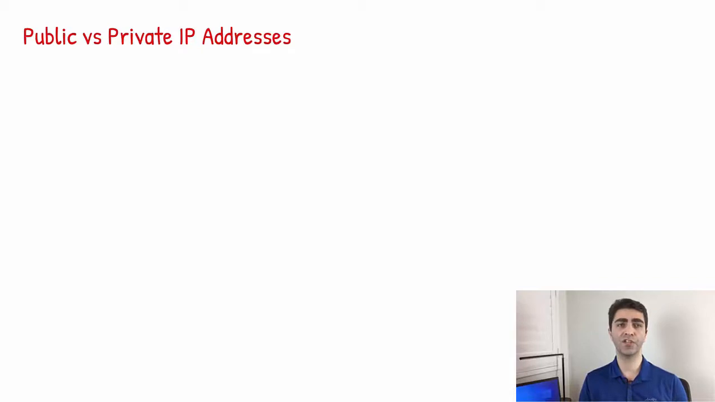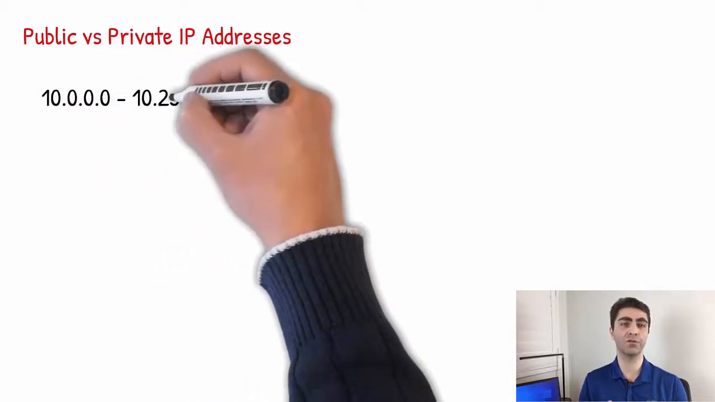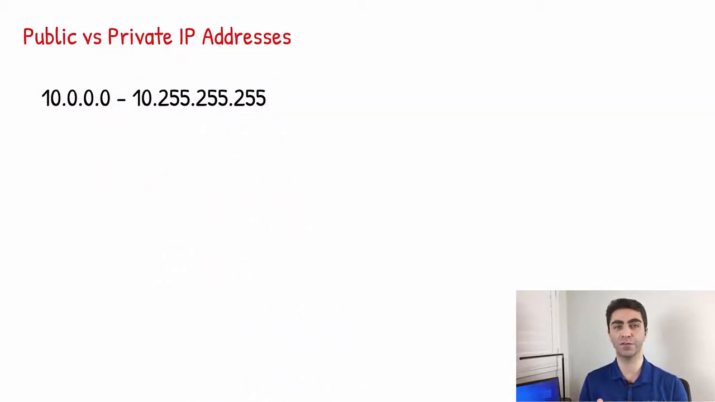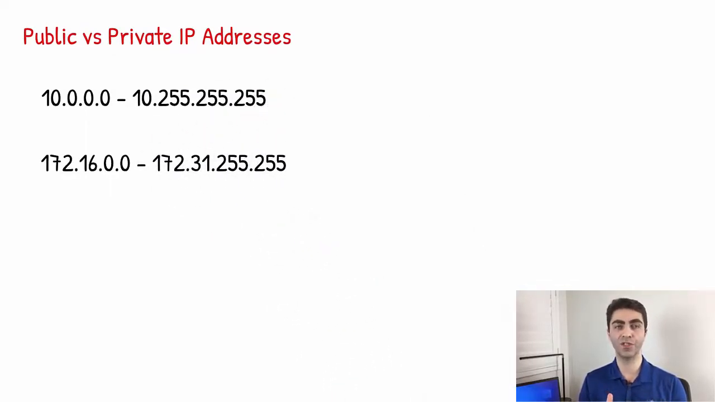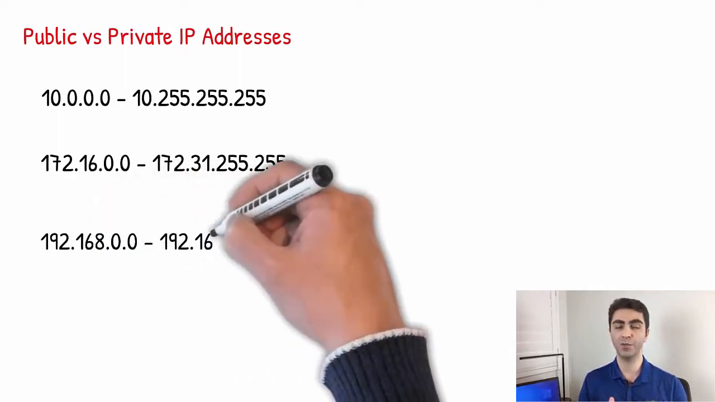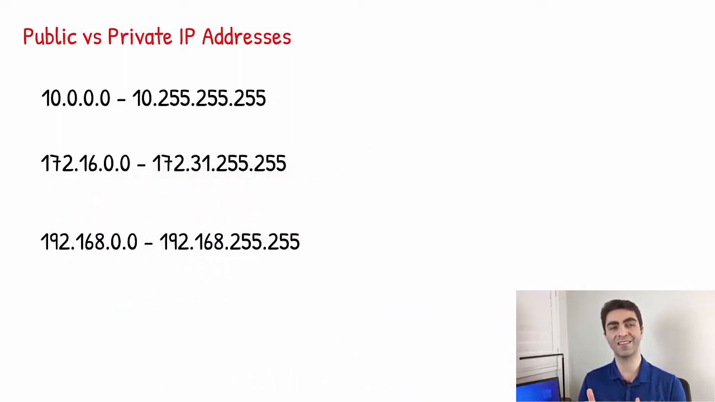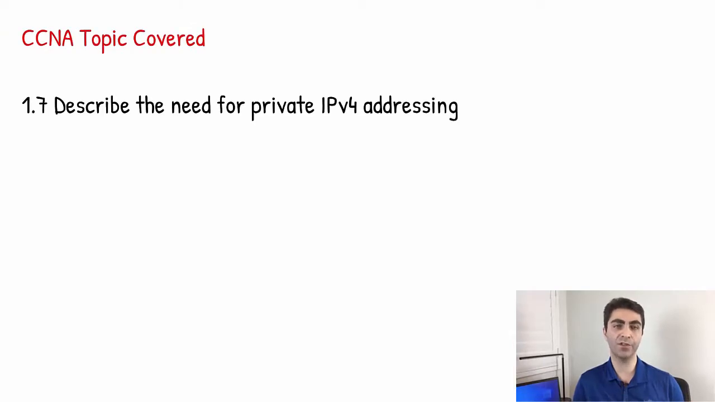The first one is 10.0.0.0 to 10.255.255.255. The next one is 172.16.0.0 to 172.31.255.255. And the last one is 192.168.0.0 to 192.168.255.255. The CCNA topic that we have covered in this video is number 1.7. Describe the need for private IPv4 addressing.